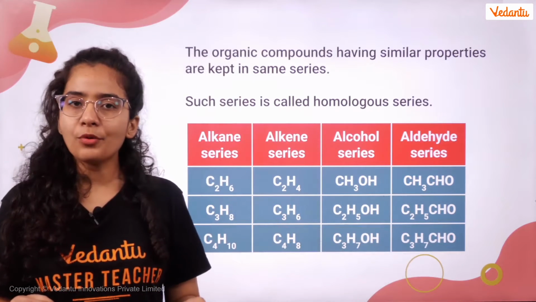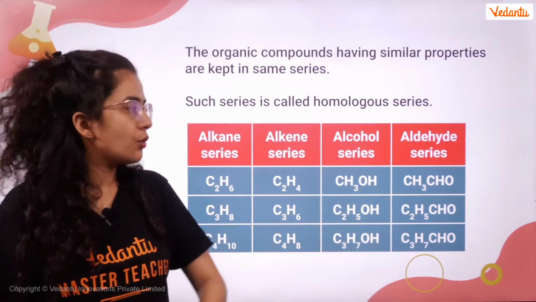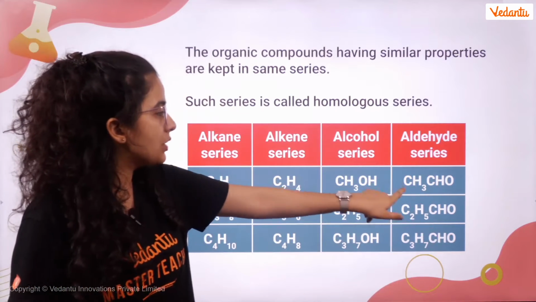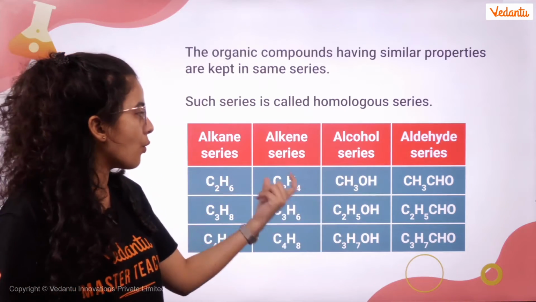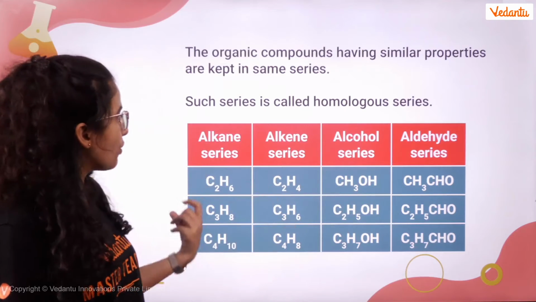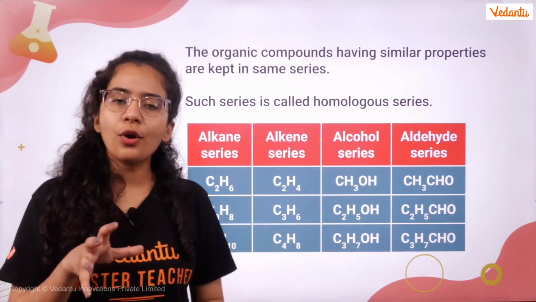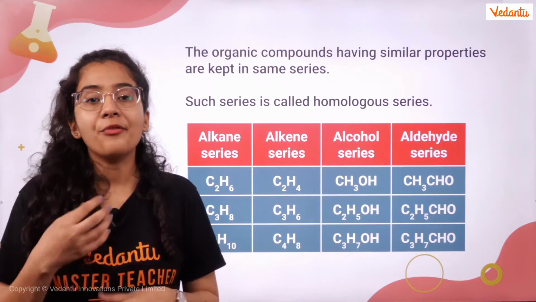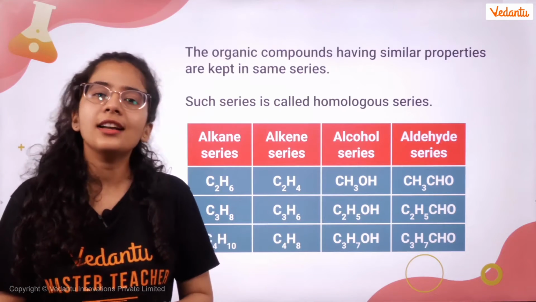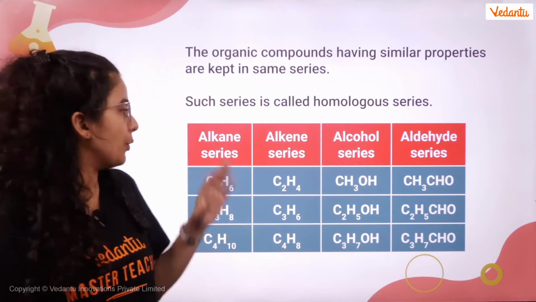Why do they have similar properties? Because they have the same functional group. Here you have the aldehyde group CHO, here you have the alcohol group OH, here you have double bonds, here you have single bonds, right? So those compounds which have similar properties, we have kept them in a series and we call that a homologous series. There are so many homologous series.